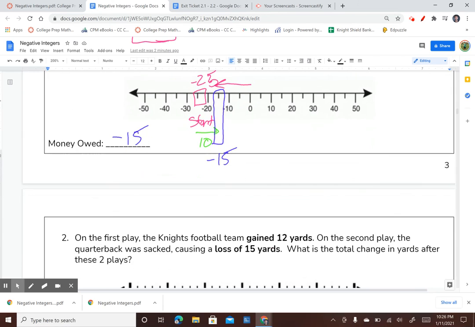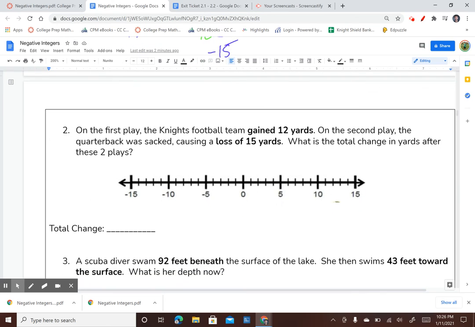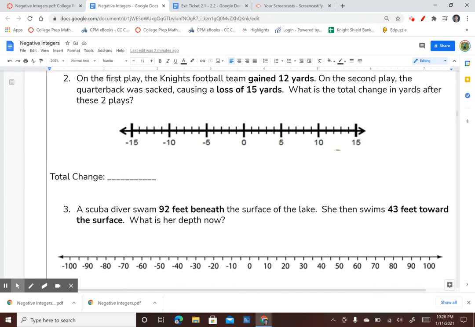And then there's some more real world problems below. In this case, we see a football game where a team gains 10 yards and then they lose 15 yards. So where is that going to put you? Think about what that equation would look like if you were to write it out.